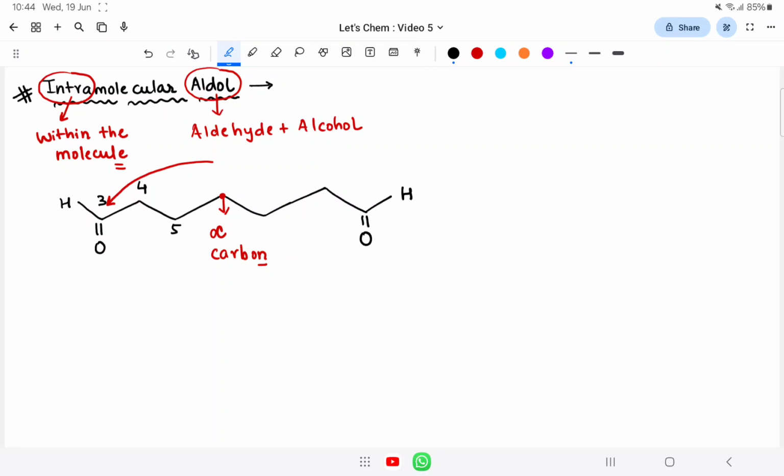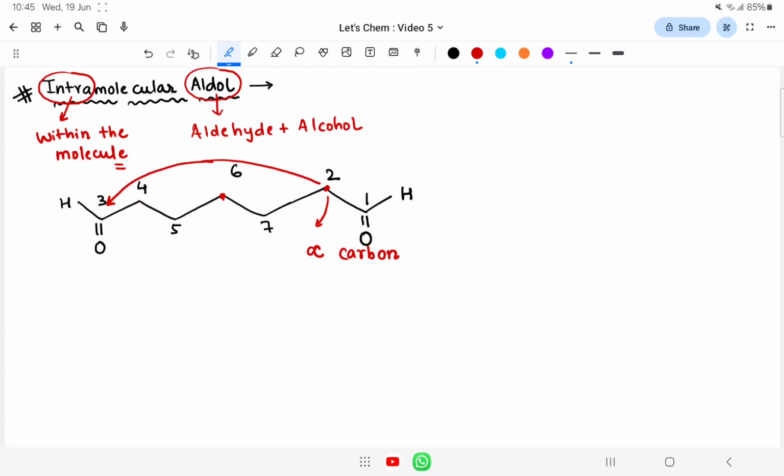So yes, this is 5, this is 6, this is 7, this is 1, and this is 2. So everything remains the same. This is still my alpha carbon. This alpha carbon is no more alpha. This has become my alpha carbon now. Now this is my alpha carbon. I hope this numbering is clear to everyone.